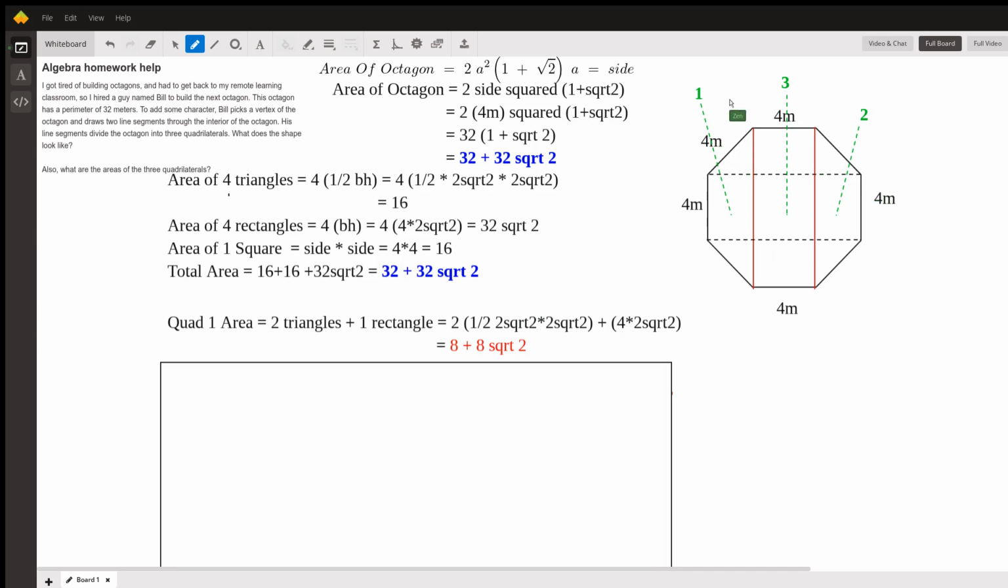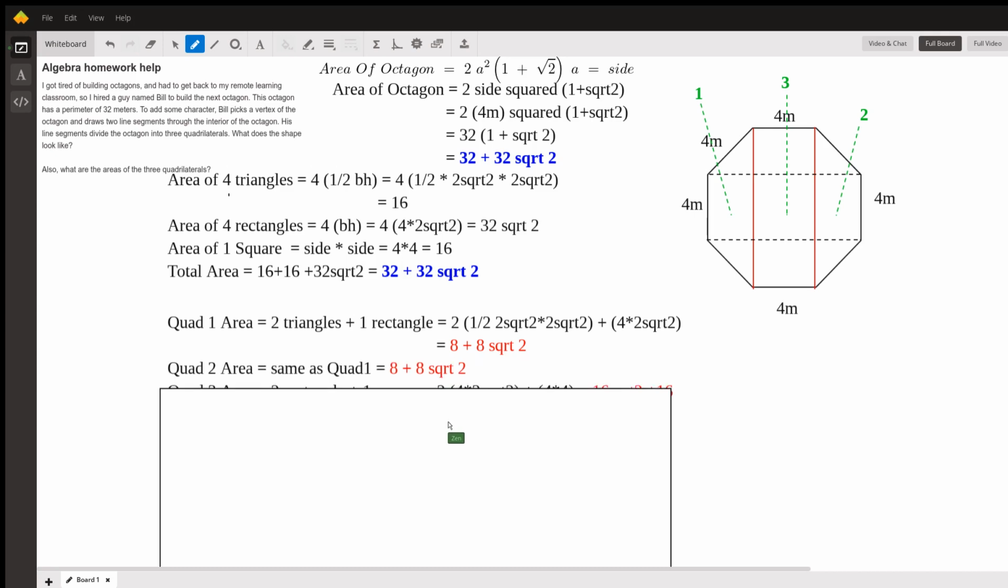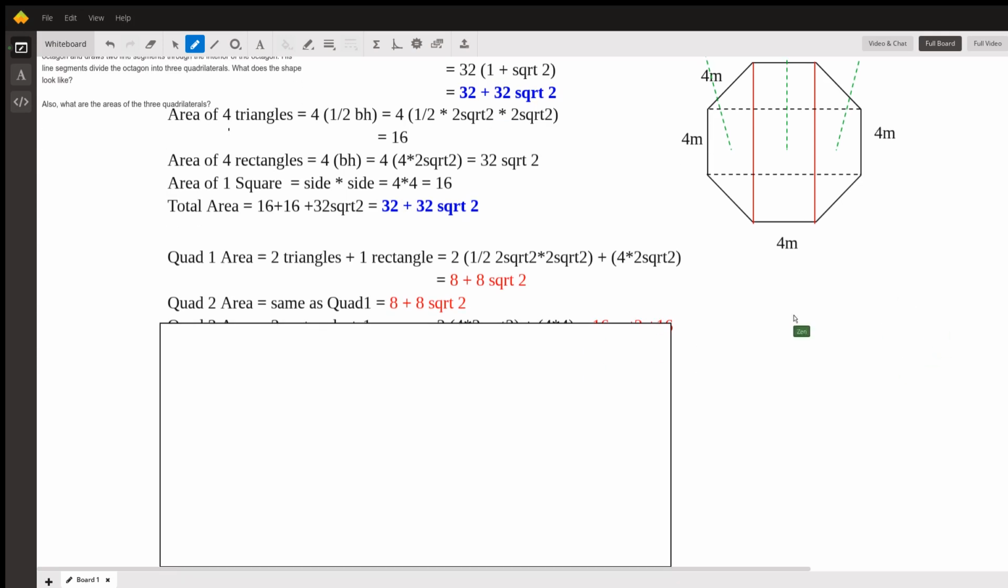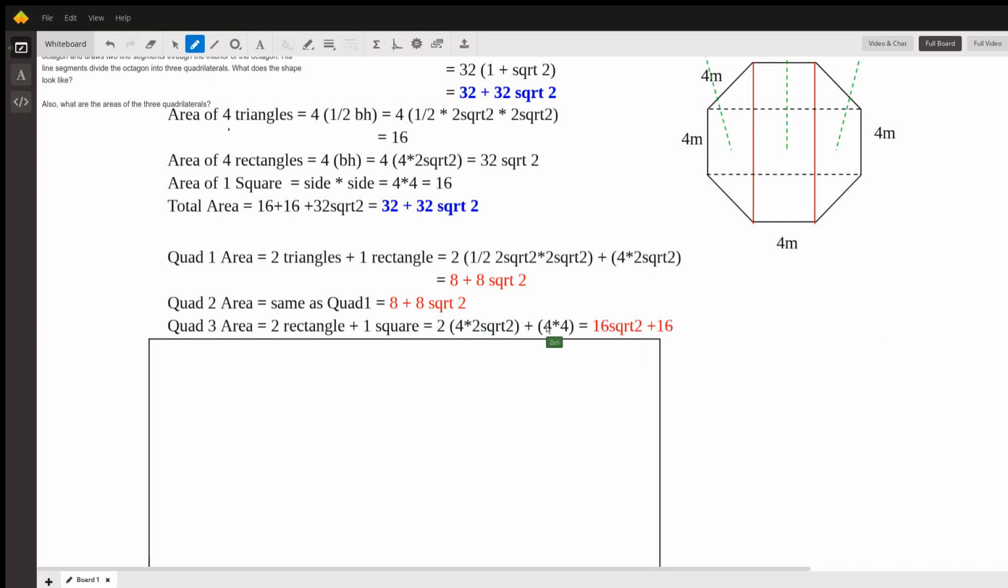See, right here, quad area 1 is 2 triangles and this rectangle. Okay, quad area 2 is the exact same thing. It's on the opposite side, so it's going to have the exact same value, 8 plus 8 square roots of 2. All right, and then finally, quad area 3 is the middle area. The middle area has 2 rectangles and the perfect square. 2 rectangles and a perfect square, you get 16 square roots of 2 plus 16.